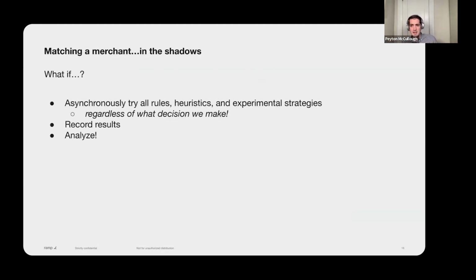So what we did was essentially we asynchronously try every rule, every heuristic, every strategy for a given transaction, regardless of what decision we actually make. So somebody swipes a card and maybe it matches right off the bat to some heuristic that's very fast. Maybe we've seen something just like it before. Nonetheless, we record what it would return using our new algorithm, and we save that for analysis. That way, when we're ready to flick the switch and send traffic to our new algorithm, we can be confident that we're not going to break anything, which is very important, you can imagine.